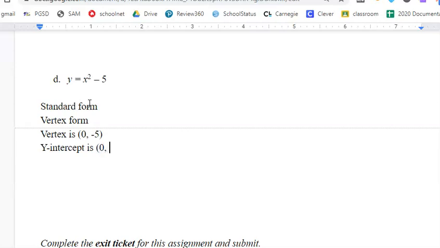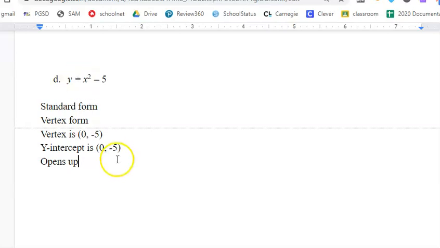And you can put (0, negative 5), or just negative 5. Both are correct. I can tell this one opens up because there's no negative in front of the x squared. And got the vertex, the y-intercept. I can tell it opens up. It's not stretched or compressed. It's just got a coefficient of 1 in front of x squared. So I guess that's about it for that one.